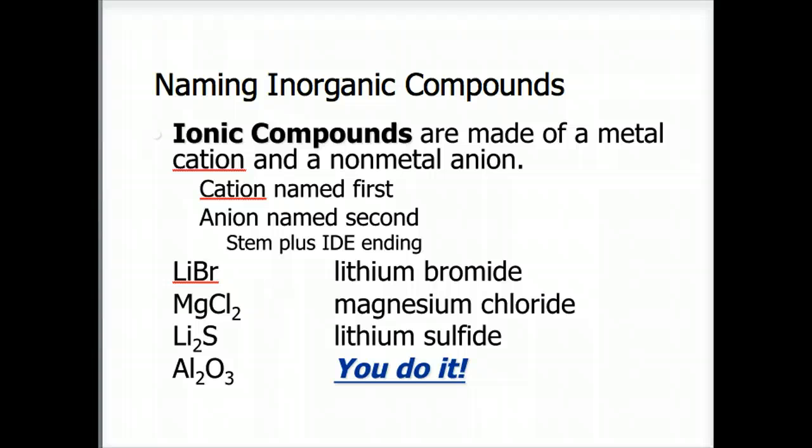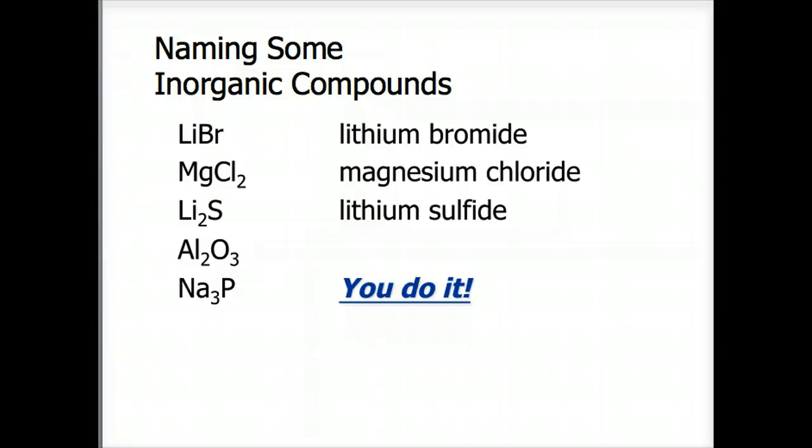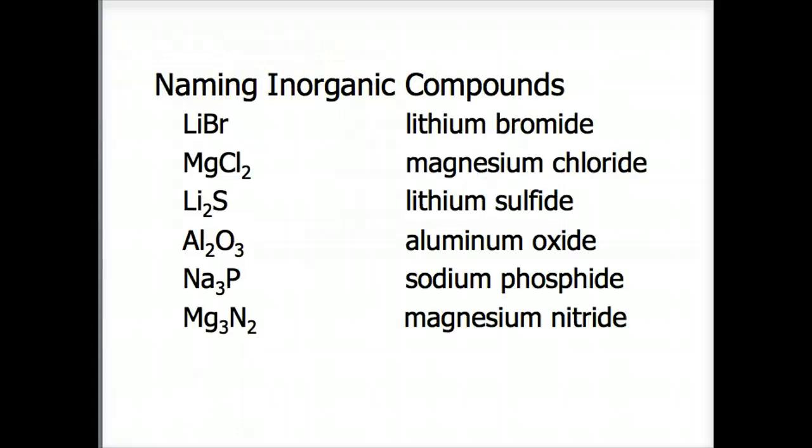I'll give you a second to answer. Did you get aluminum oxide? I hope you did. What about this one? Na3P. What's first? And what do you do with the P? Did you say sodium phosphide? I sure hope you did. What about this one? Magnesium nitride. Here are all of the answers to those compounds.